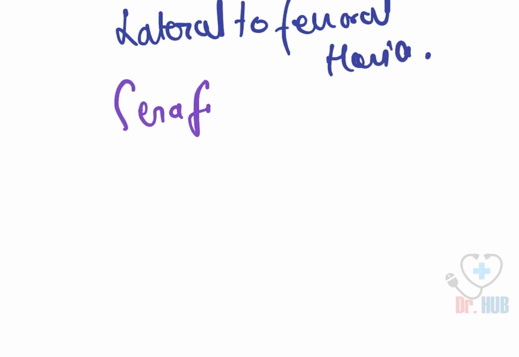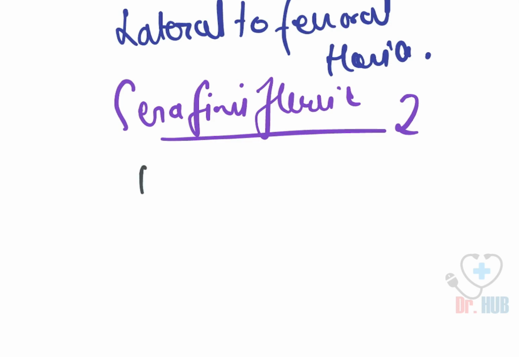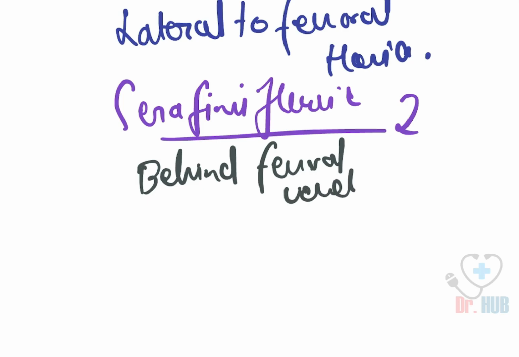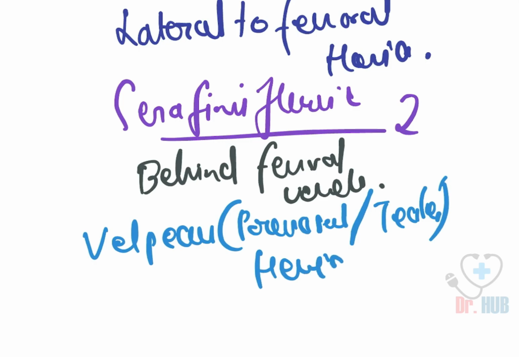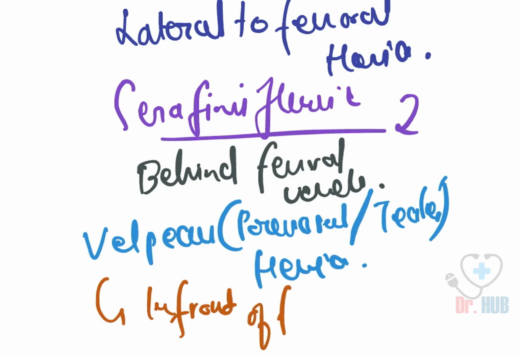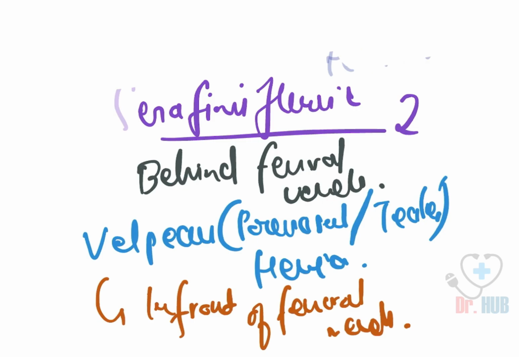Next, we look at the Serafini hernia. So Serafini hernia lies behind what? Behind the femoral vessels. Then we look at the Velpeau's, that is a prevascular, and the Teale's hernia. So here it lies in front of the femoral vessels. So what was behind? The Serafini's hernia was behind. So this one is in front.